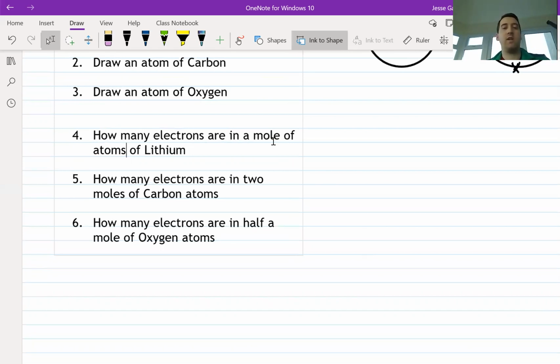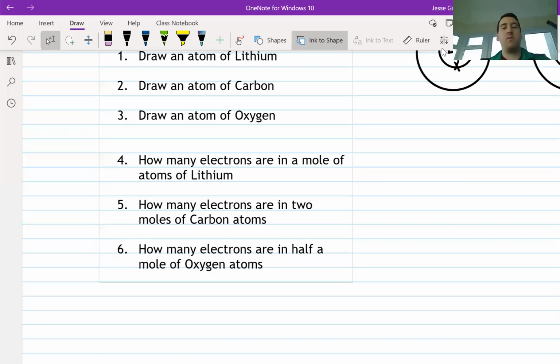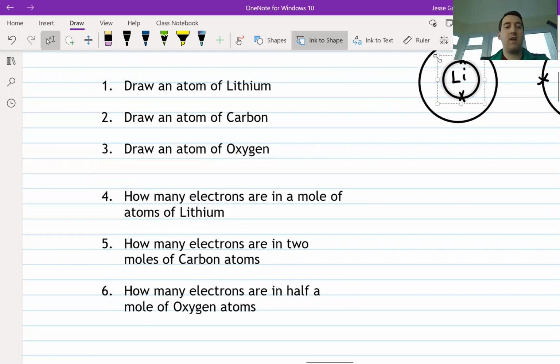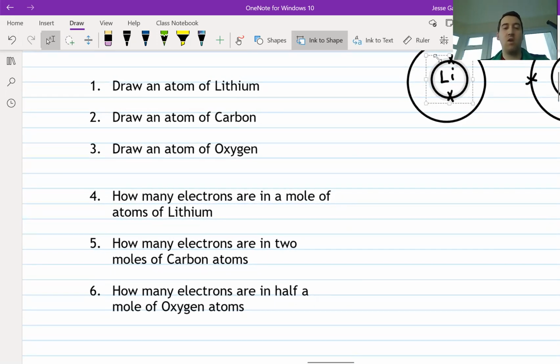How many electrons are in 2 moles of carbon atoms? How many electrons are in half a mole of oxygen atoms? Pause the video, do those now, please. Okay, a reminder that if you've only found a mole of atoms of lithium, then you haven't actually figured out how many electrons that is yet. So a mole of atoms of lithium would be 6 by 10 to the 23 atoms. That's not the amount of electrons. So you've got to do something else with it to turn it into the amount of electrons. So don't forget to do that bit of the question.